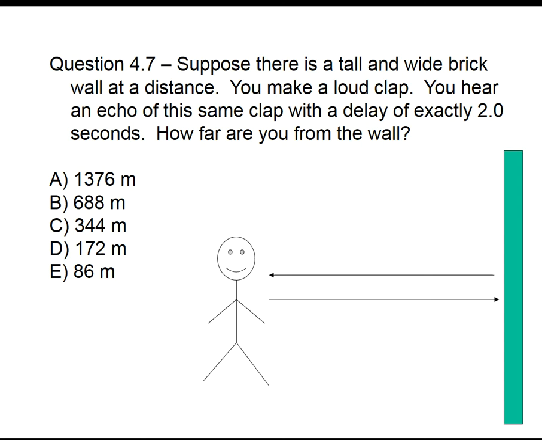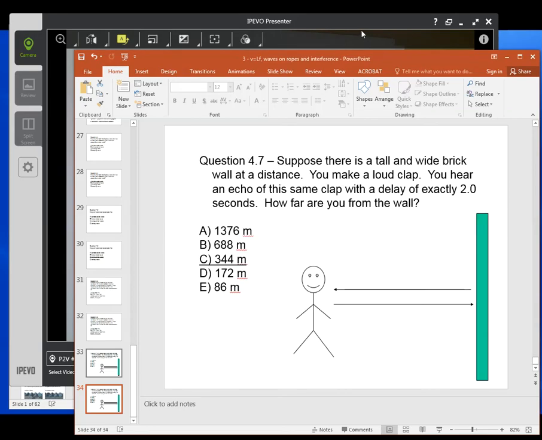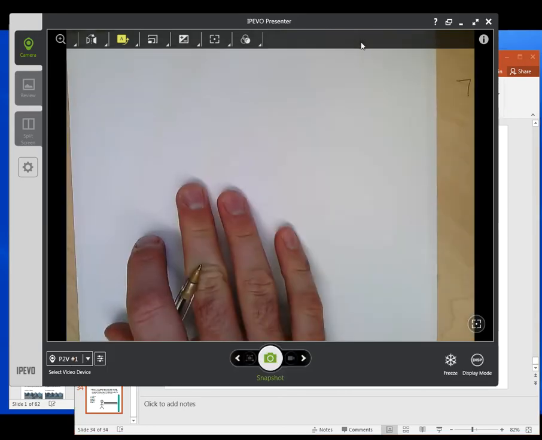Okay, we're back, and the sound travels from the person, they clap, and then the sound travels to the wall, and then it comes back. Hopefully you saw that if it takes 2 seconds to do that, then the wall is 344 meters away, which is more than 3 football fields. Okay, let's figure out how we can do this kind of problem.